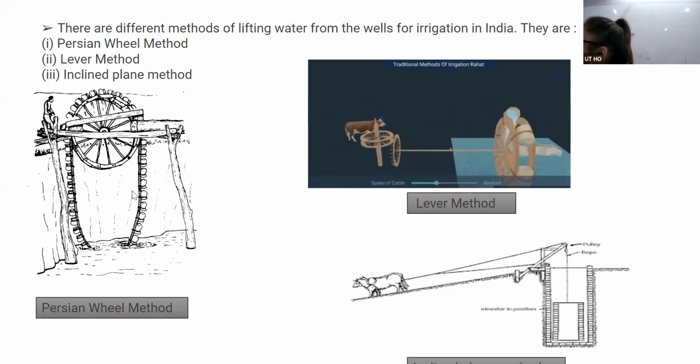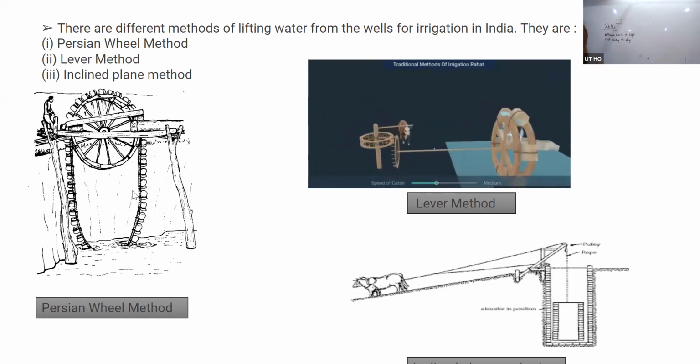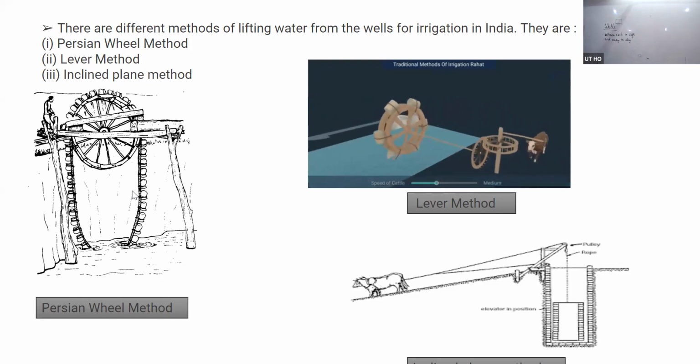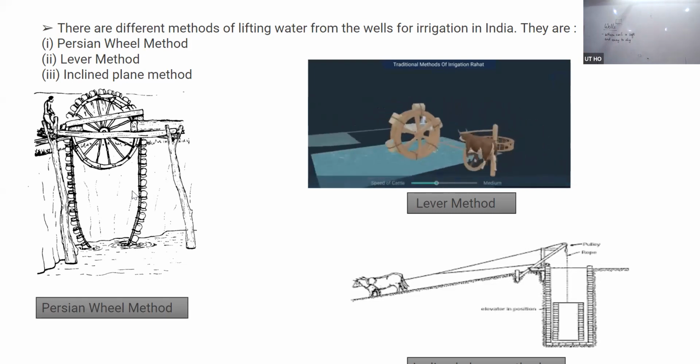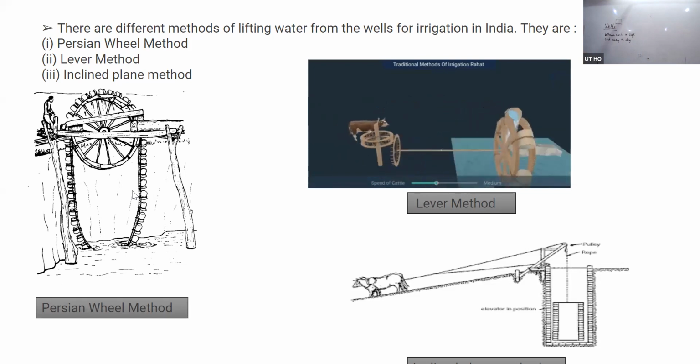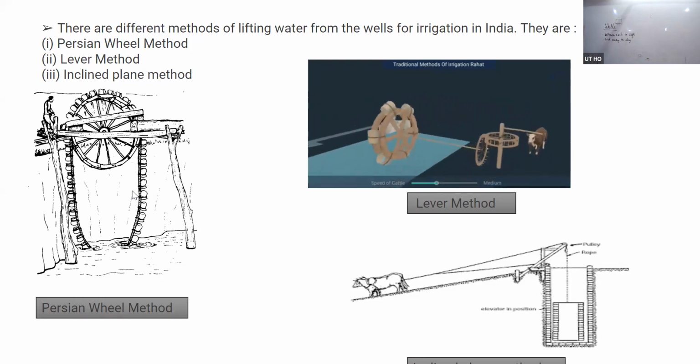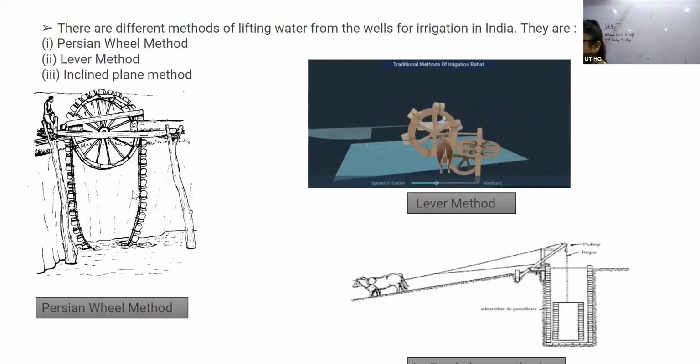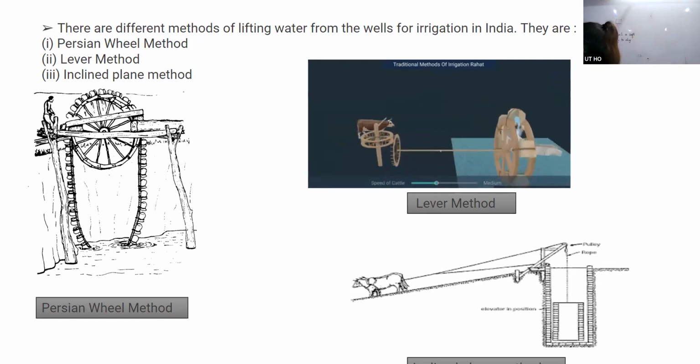Persian wheel is this method. So here, these are all buckets. So this turns and then those buckets get filled with water and they empty themselves over there. There is a kind of channel that is made. So all those buckets empty themselves into that channel which supplies water to the farms.